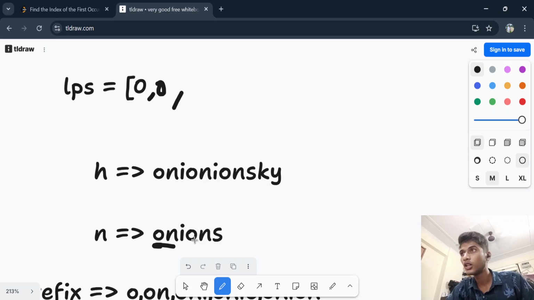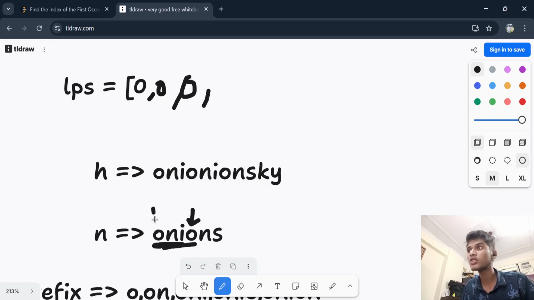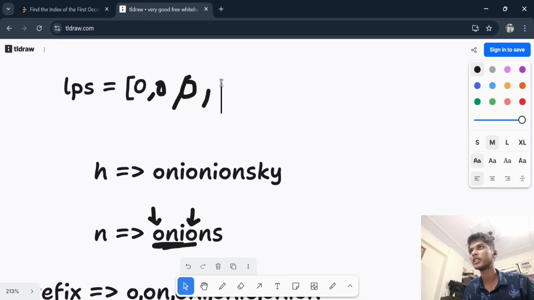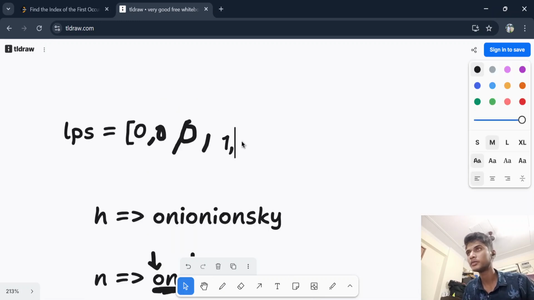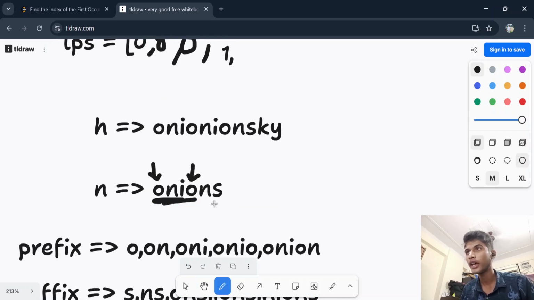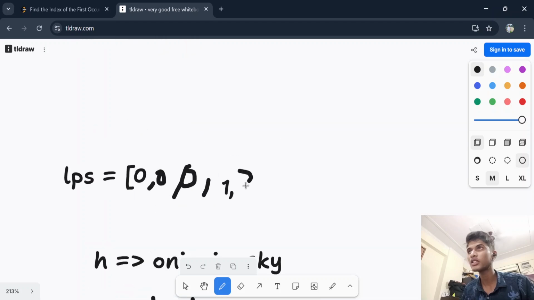Then again, ONI. No character is matching; the last one and the first one are also not equal. So they will not match, 0. Again, ONIO. See, this O is equal to this O. So this time 1 will come here. Then ONION, and if I take this N also, see this ON and ON, they are both common. So the length of the prefix is 2.